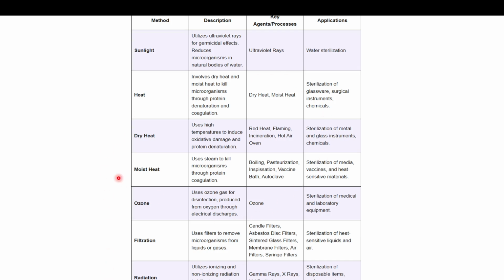Now, these are some of the physical methods of sterilization, like sunlight, which utilizes UV rays for germicidal effects. This reduces microbes in natural bodies of water as well. The key agent is UV rays, and this can be used for water sterilization. There can be heat sterilization, which involves dry heat or moist heat to kill microbes through protein denaturation and coagulation. The key agents are either dry heat or moist heat, used for sterilization of glassware, surgical instruments, chemicals, etc.